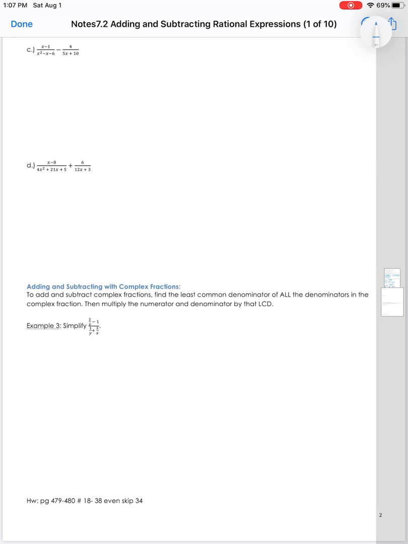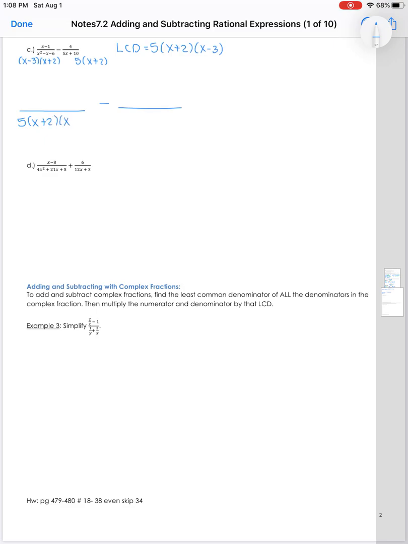All right, let's keep going. Now we're going to start with some polynomials, though. So when I factor the first denominator, I get x minus 3, x plus 2. Second one, I get 5 and x plus 2. So in my LCM, or LCD, either one, I need a 5, I need an x plus 2, and I need an x minus 3.